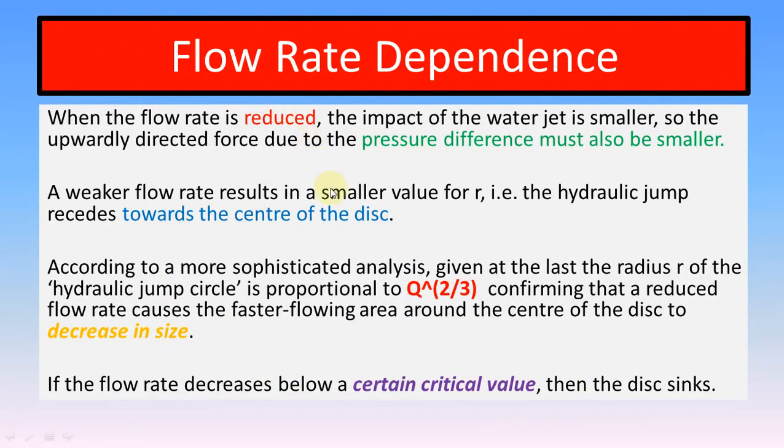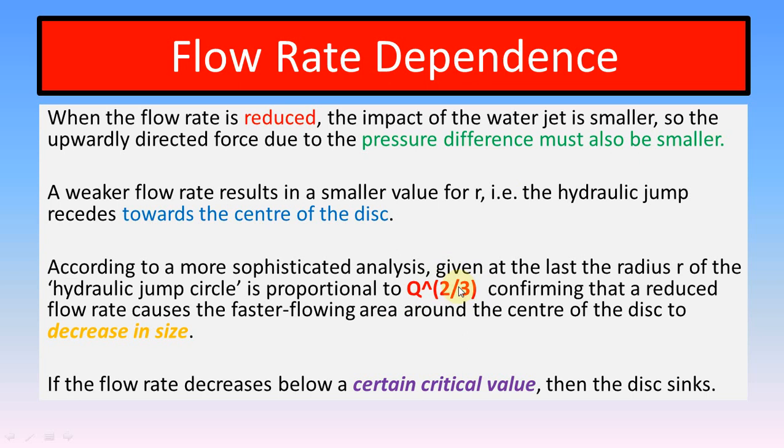You can just say that when the flow rate is reduced, the pressure difference must also be smaller, because the impact of the water jet is smaller. And we can see that the radius of the hydraulic jump circle will shrink and come towards the center, and as it comes towards the center, the water will cover the disk and it will sink. So the radius is proportional to Q to the power 2 by 3.